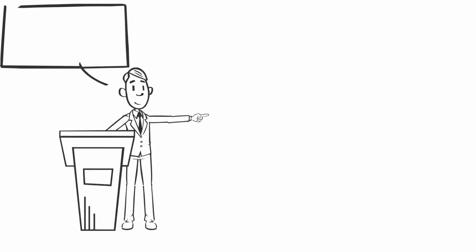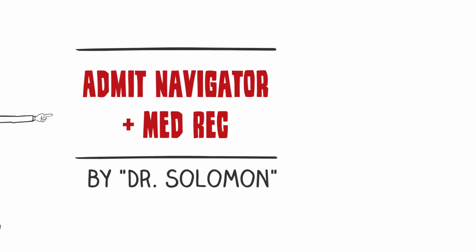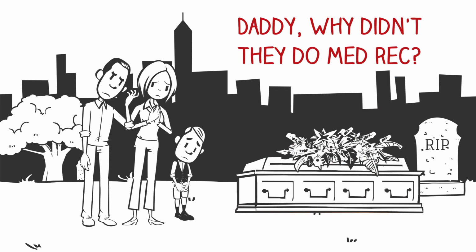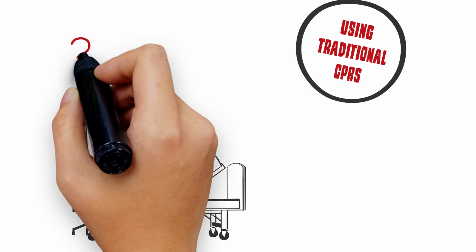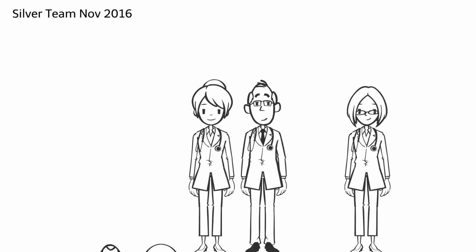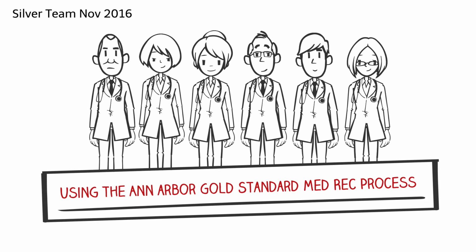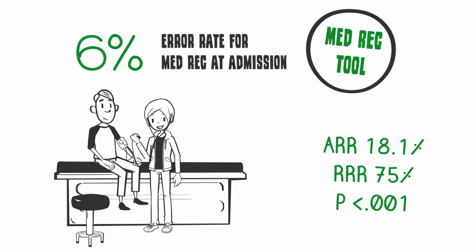Today we're going to learn about the Admit Navigator tool and MedRec at admission. Medication errors are common and dangerous, even at our own institution. In fact, using traditional CPRS, we found that medicine teams in Ann Arbor had a 24% error rate at admission. However, using the Ann Arbor gold standard medication reconciliation process that you are about to use, the silver team was able to reduce their error rate to 6%, a relative risk reduction of 75%.